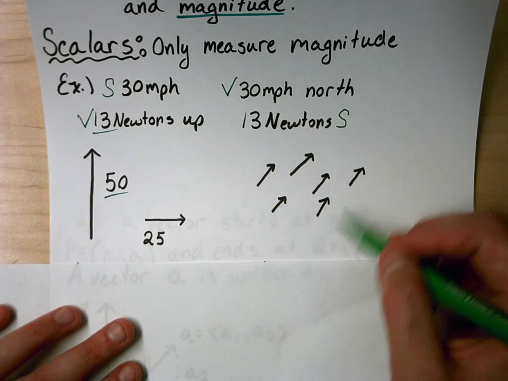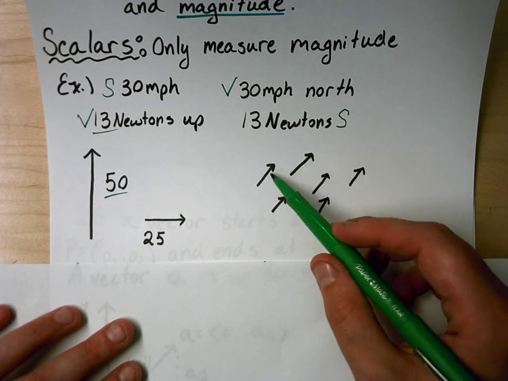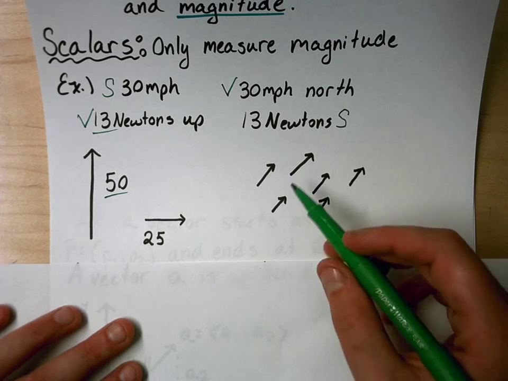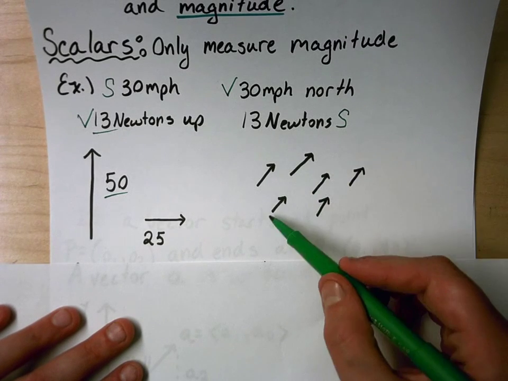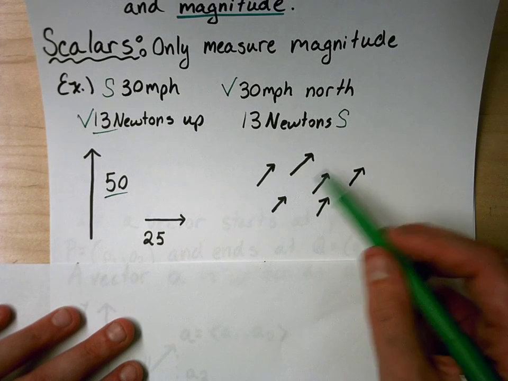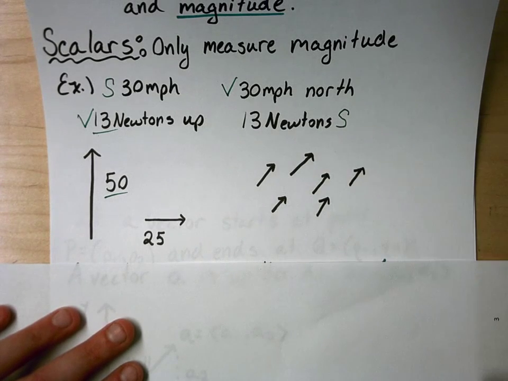Now note that this little school of vectors, they're all the same. So we say that these vectors are equivalent or equal since they all have the same length and they're all going in the same direction. They're all kind of heading northeast.